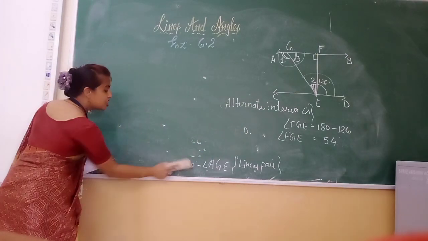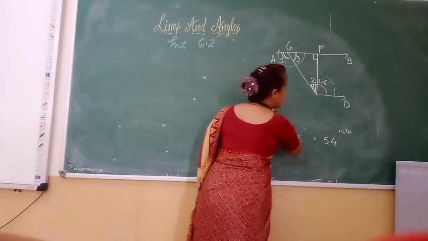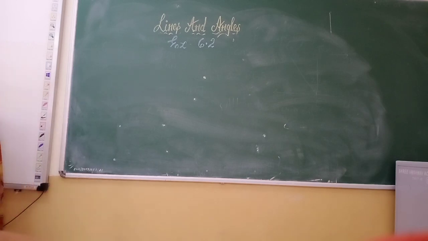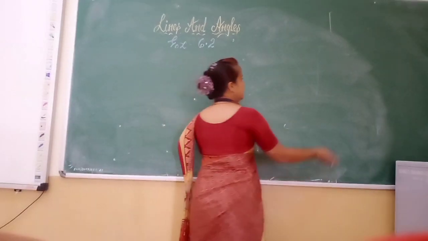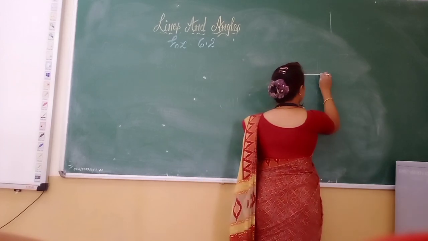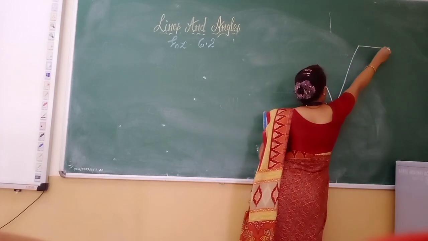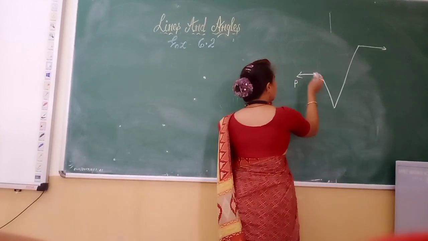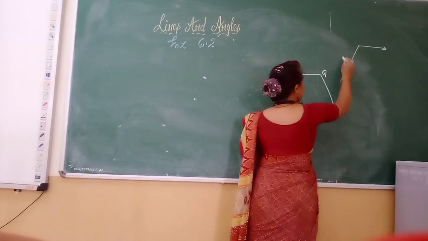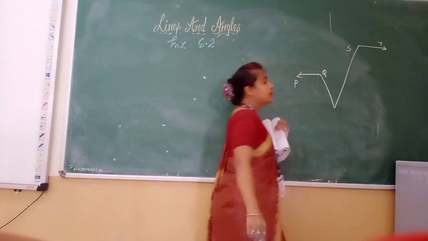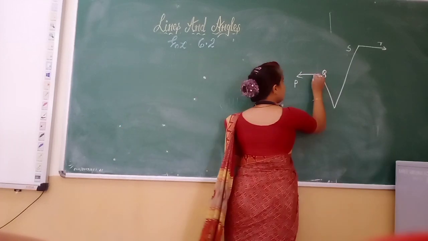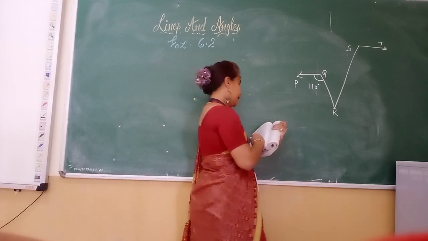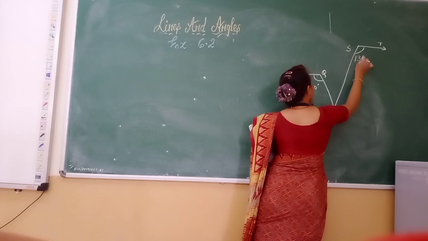Now very important question. The question which is much asked in the examination. Now the figure. Look at the figure first. The figure given to us is this one. It is the figure where PQ is parallel to ST. PQ and ST are parallel to each other. Angle PQR is 110 degree and angle TSR is 130 degree.